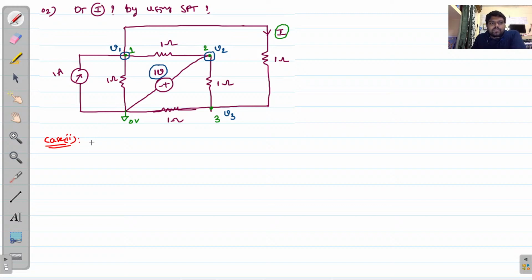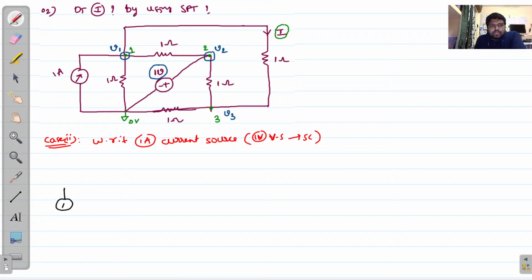In this case, I am considering the 1 ampere current source, with respect to the 1 ampere current source. That means, by ignoring this 1 volt voltage source, the 1 volt voltage source should be short circuited. Now I redraw the circuit.